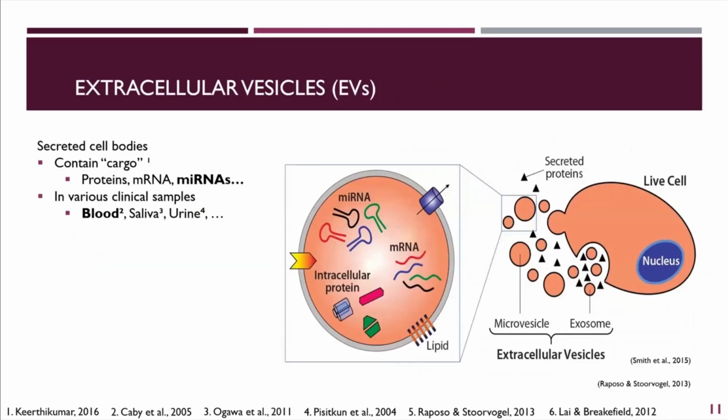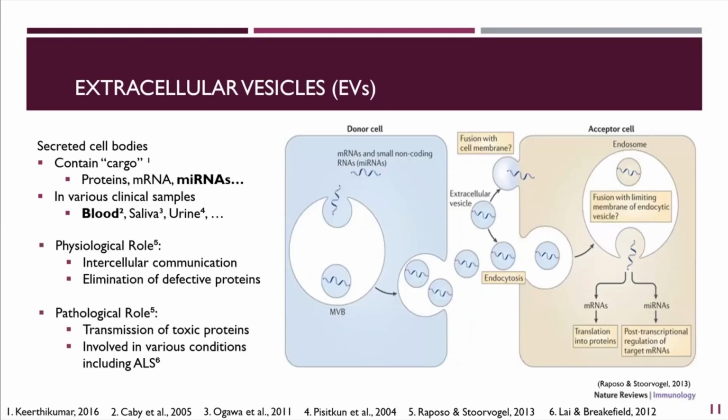So what are extracellular vesicles? Well, we can think of them as little cell bodies that are excreted from the cell, and they contain a cargo of a bunch of different stuff. They may have some proteins, they may have some messenger RNAs, and obviously they have our microRNAs of interest. They're also found in various blood samples, just like microRNAs in the blood. They have a physiological role.